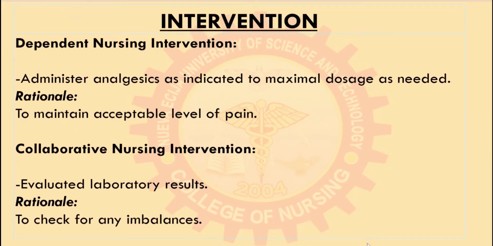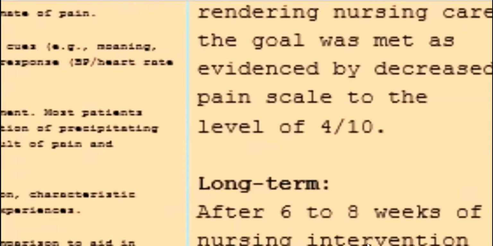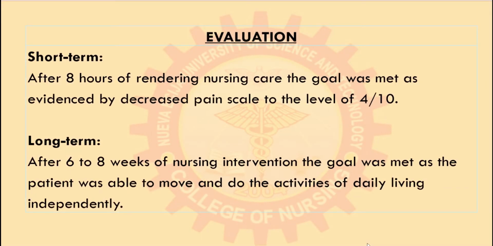For the dependent nursing intervention, administer analgesic as indicated to maximal dosage as needed. This is to maintain an acceptable level of pain. For collaborative nursing interventions, evaluate laboratory results. This is to check for any imbalances. For the evaluation, short term, after 8 hours of rendering nursing care, the goal was met as evidenced by decreased pain scale to the level of 4/10. For long term, after 6 to 8 weeks of nursing intervention, the goal was met as the patient was able to move and do activities of daily living independently.